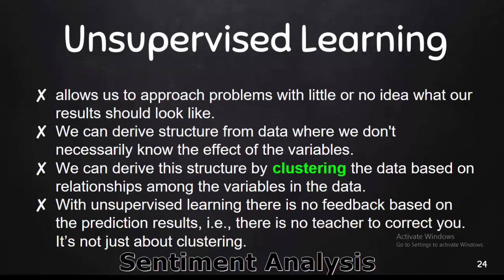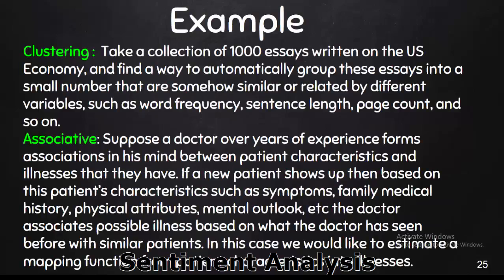So second is unsupervised learning. Unsupervised learning allows us to approach problems with little or no idea what our results should look like. We can derive structure from data where we don't necessarily know the effect of the variables. We can derive this structure by clustering. With unsupervised learning, there is no feedback based on the prediction results, like there is no teacher to correct you. It's not just about clustering. Let's take examples: one is clustering and second is associative.